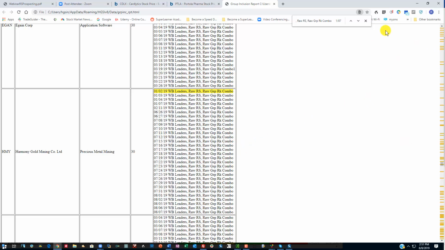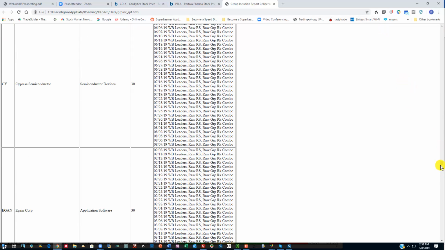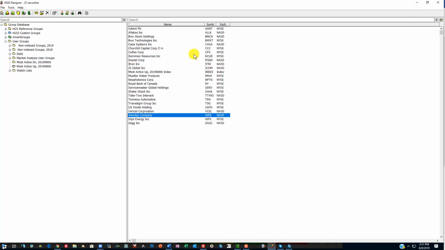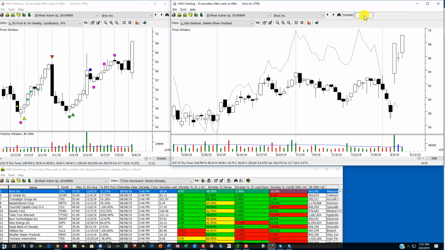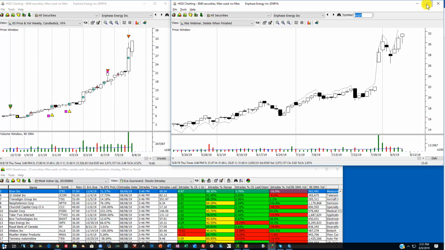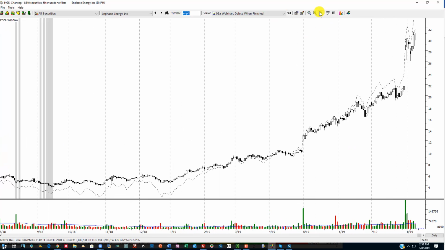Now for some of you, you may not know this, but the way these stocks are calculated, let me just bring ENPH up here. I'm going to see if I can get this right.